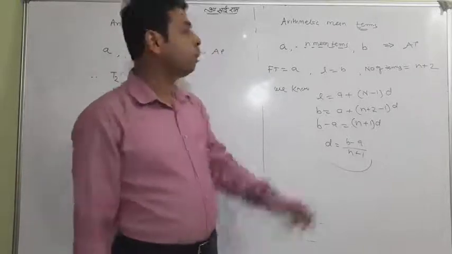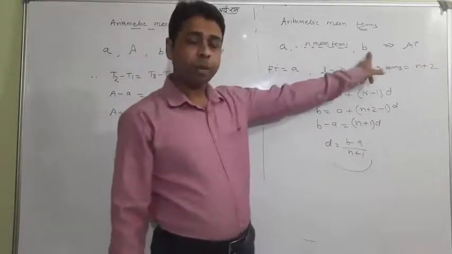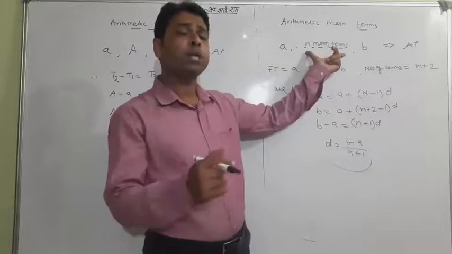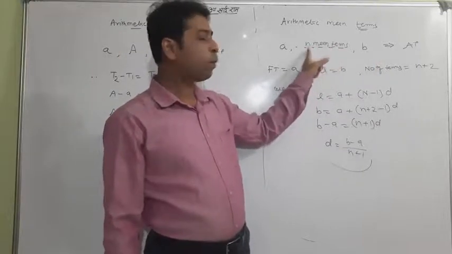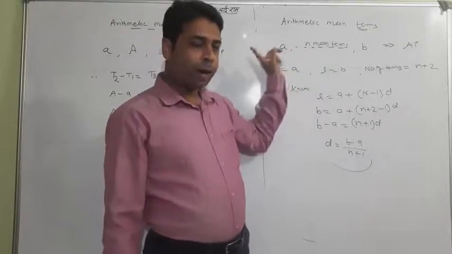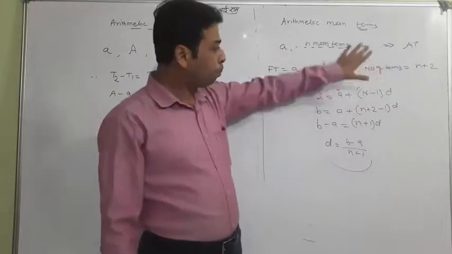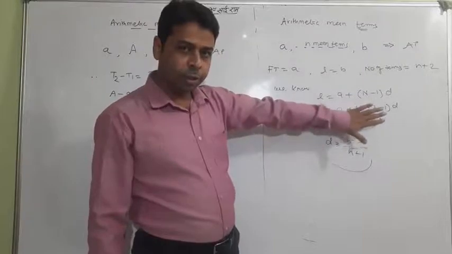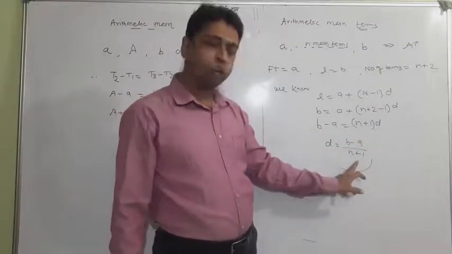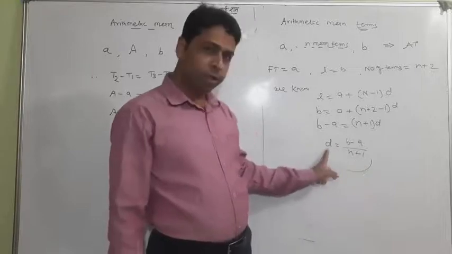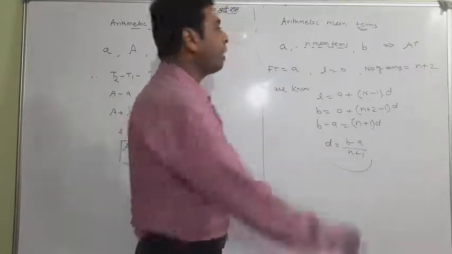Now in the question you will be given A and B, and you will be told some particular number of mean terms. That number of mean terms will be called n. You have A and B. Please avoid all this procedure and directly skip to D. D is equal to (B minus A) upon (n plus 1). Use that, find your D, and as you will have D, you can find the mean terms.